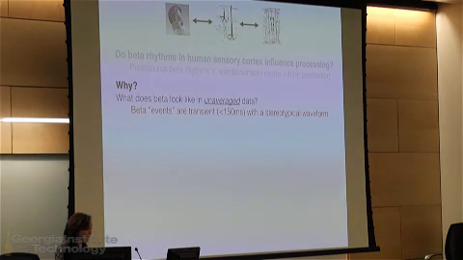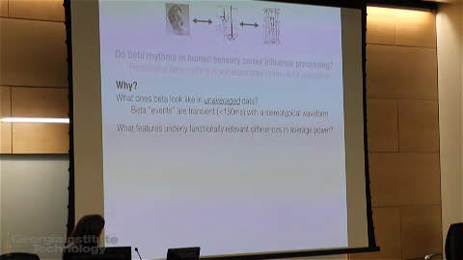Okay. So what does beta look like? Well, it's event-like, and it has a stereotypical waveform. So now we can ask, what features underlie these functionally relevant differences in average power? Now, typically when you think about differences in power, again, at least for me, your brain goes to a sinusoid. You have an oscillation. And you think, oh, if I have higher power, I have a larger amplitude oscillation. That means more of my network participated, or there was more synchrony or something going on. And that's kind of intuitive to what we think.